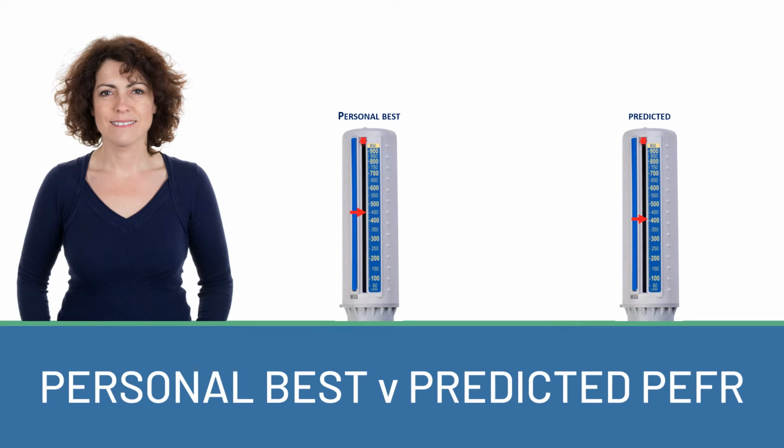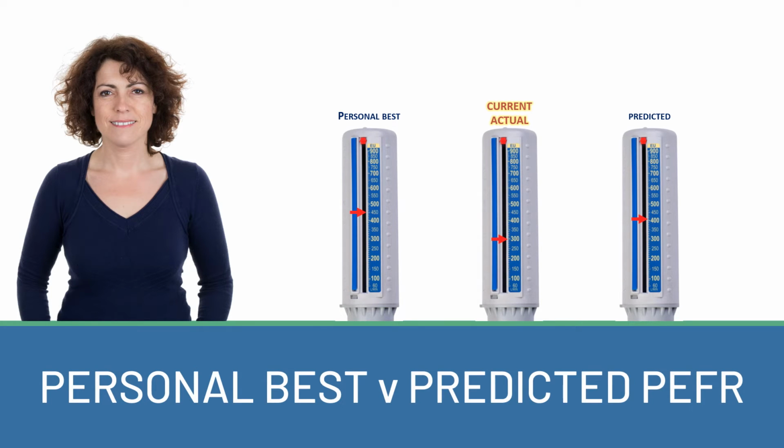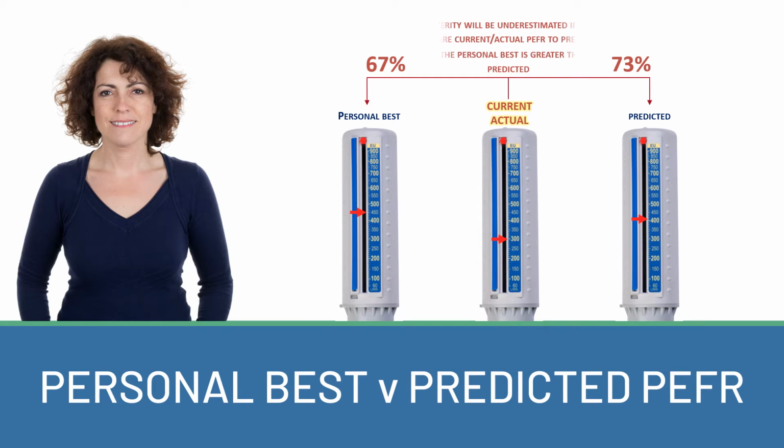So personal best versus predicted, let's show you this bit. If we compare the current one with what we know she's capable of, it comes up to 67%. If we compare it to the predicted, it's 73. And so therefore, we may very well be underestimating the severity of an actual peak flow if we use a predicted when our patient's capable of better. Okay, I hope that makes sense.